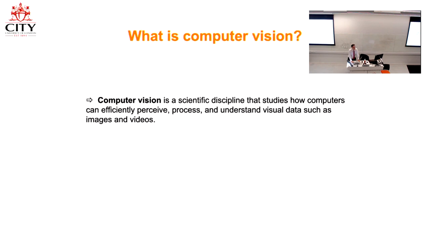So let's start with an introduction to what computer vision is. And then we will go through some admin stuff. So what is computer vision? By definition, it is a scientific discipline that studies how computers can efficiently perceive, process, and understand visual data, such as images and videos. So we all have cameras, and they are very good quality, much better than they were like 10 years ago.